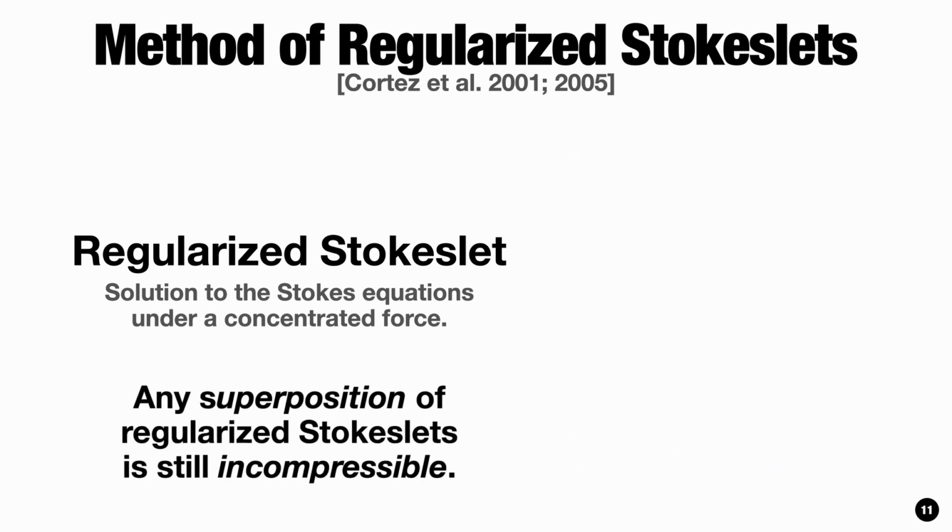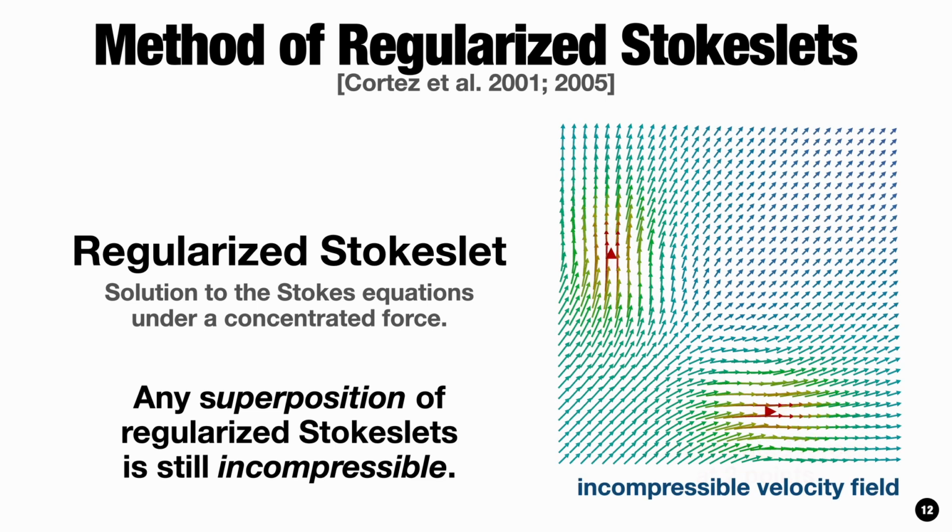As we are dealing with linear equations, any superposition of regularized Stokeslets still satisfies the Stokes equations and is incompressible. So given concentrated forces at 2 points, we can get a more complex incompressible velocity field. We can consider adding more points to describe a more complex incompressible velocity field.